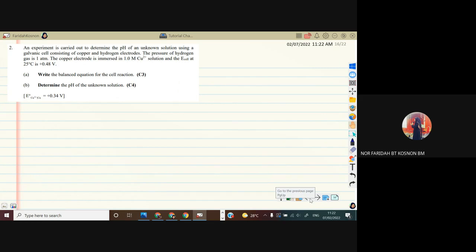Kalau tak ada, saya nak pergi satu lagi soalan last sebab dia dah berkait dengan Nernst equation. Soalan nombor 2 ni. Kita tengok soalan ni sekejap.